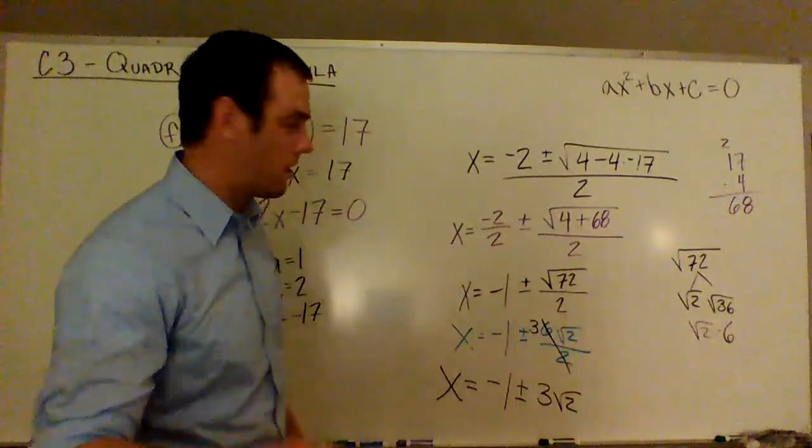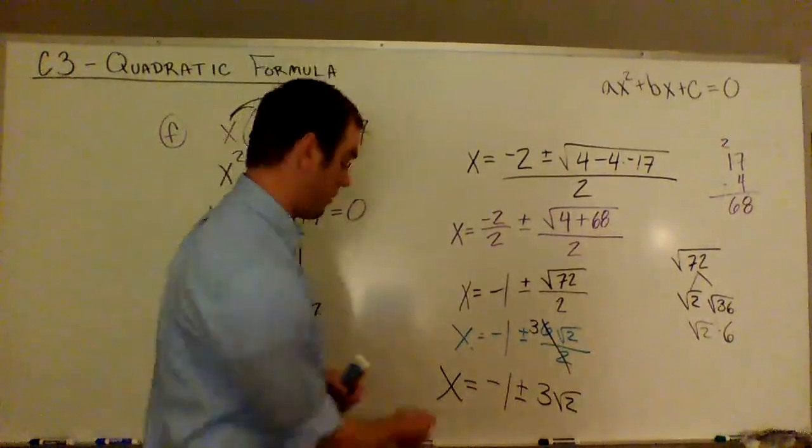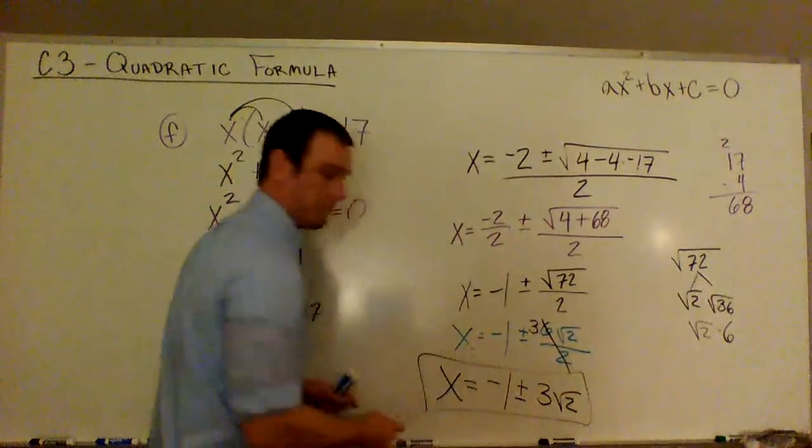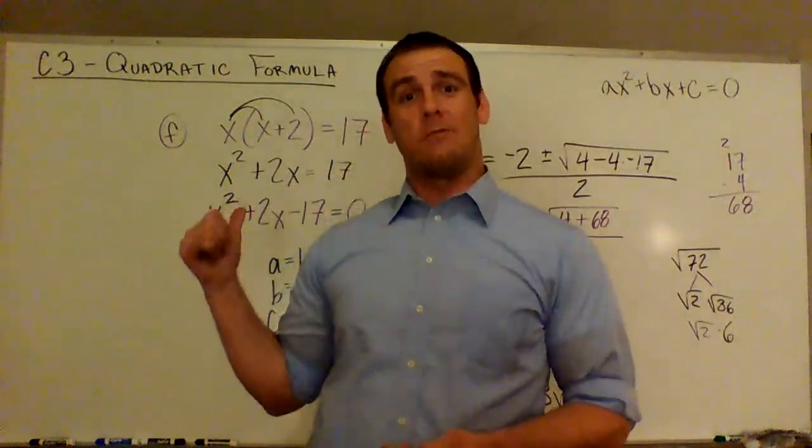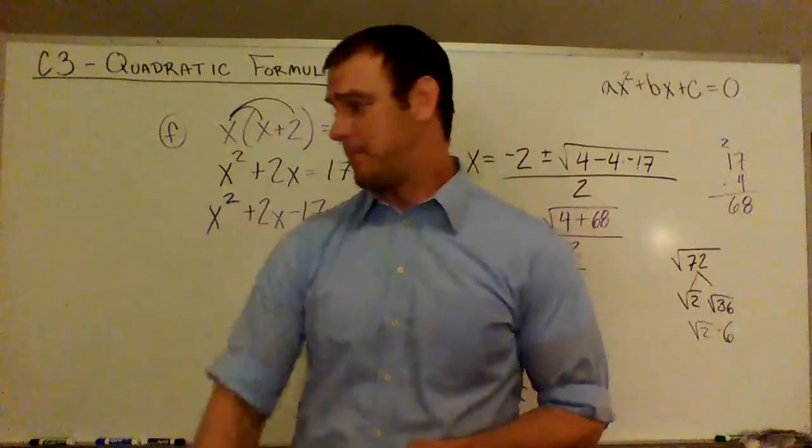Did you guys see that? Yeah, you guys got it right? Circle your answers, don't forget that. I said we had 2 more to do. We just did one, so that means 1 to go.